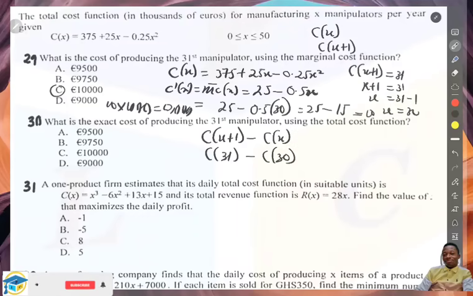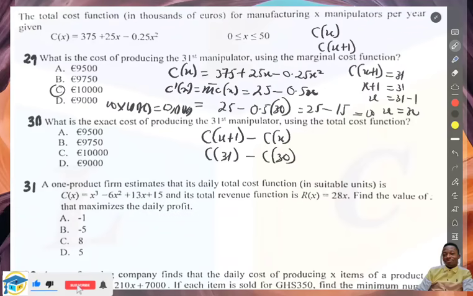But that's not how we do it. You must substitute the unit into the exact cost, then 31 into the exact cost, and then 30 into the same exact cost. So we take the difference between the two and we get the exact cost of producing that particular one manipulator.